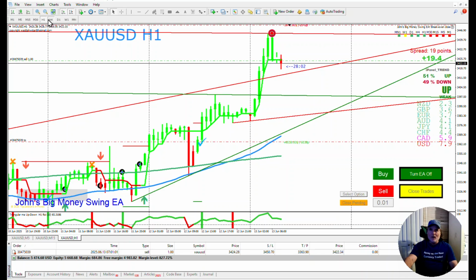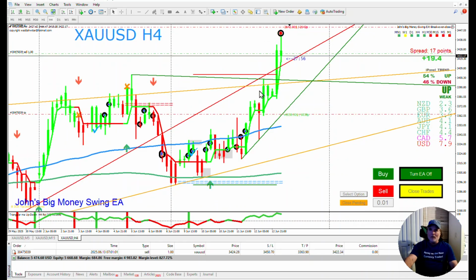So you get that 4 hour to come up here. There we go. 4 hour looks really nice. It's in a rising wedge looking to come all the way back down here to the structure down here at the bottom. So very nice. We do have structure right here, so this would probably be one of the first areas I'd be looking for right in here.